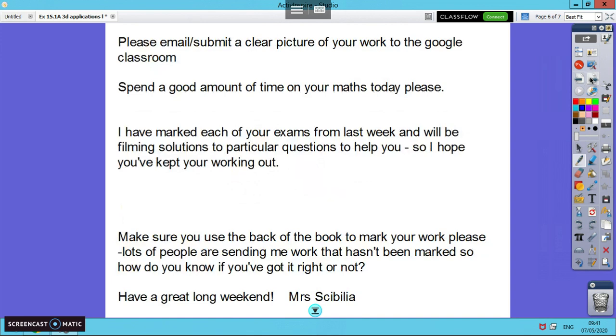Please submit a clear picture of your work to the Google Classroom. I think that's working best. One person has said that every time they try to email me a bit of their work, it doesn't actually get to me. I don't know what's happening, whether they're using a dud email address or something like that. But the best thing, if you can, is to submit it via Google Classroom, and then I can comment on your own personal page and talk to you about your work there. If you don't know how to do that and the email's working for you, then carry on.